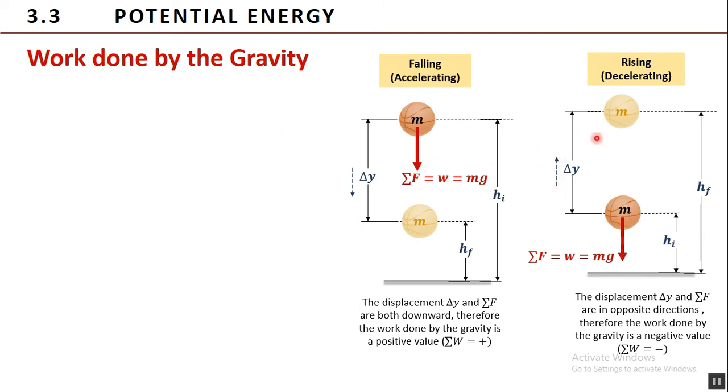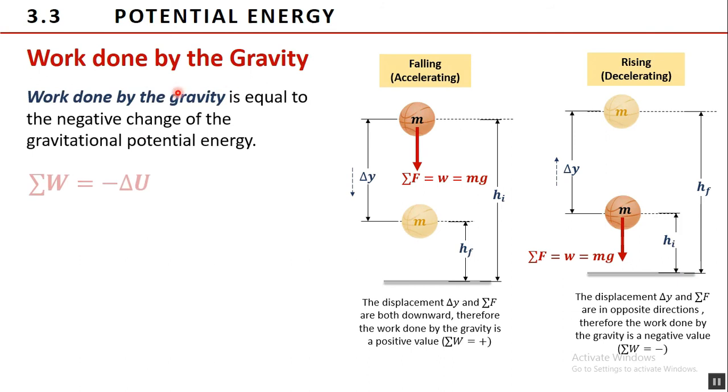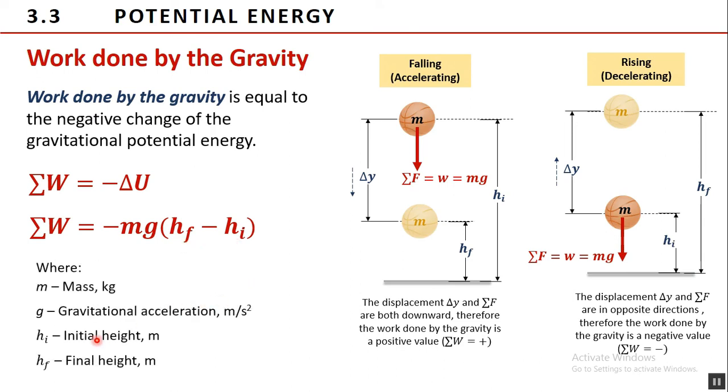With these two scenarios, we see that the work done by the weight, or the work done by gravity, causes a change in potential energy of the ball since its height changes. And this work done by gravity is equal to the negative change of the body's potential energy. Expanding this equation will give negative of m times g, multiplied by the change in height, h sub f minus h sub i. Take note that this formula is applicable whether the body is falling or rising. Do not remove the negative here. It applies to both falling or rising.